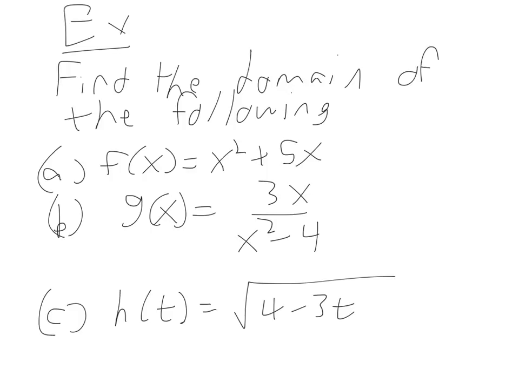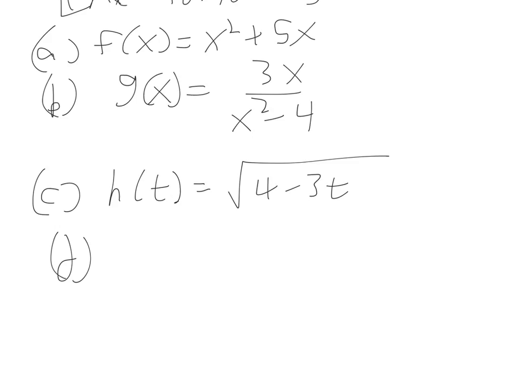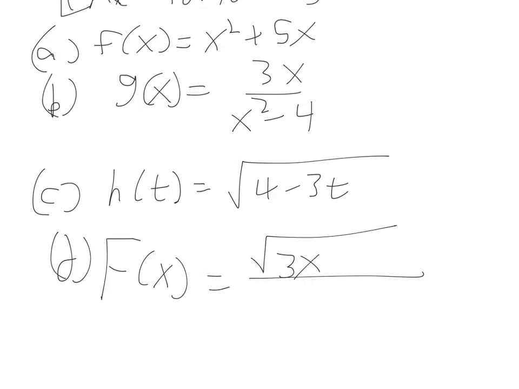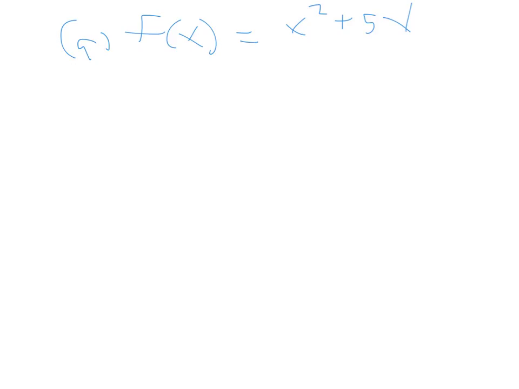First one is f of x equals x squared plus 5x. Second one, g of x equals 3x over x squared minus 4. Third one is h of t equals square root of 4 minus 3t. And the fourth one, big F of x equals square root of 3x plus 12 over x minus 5.